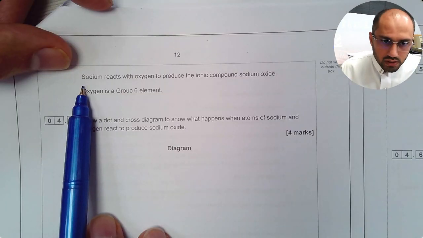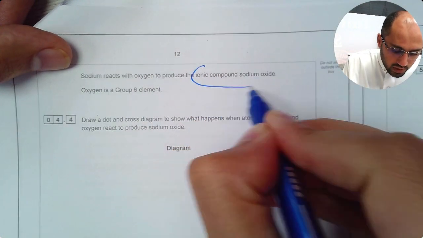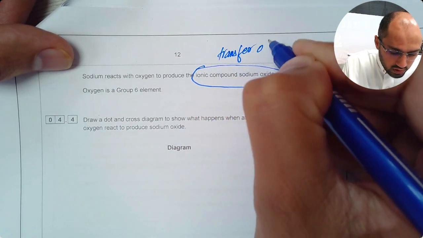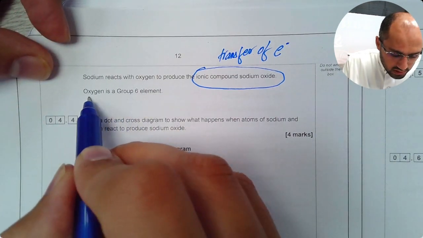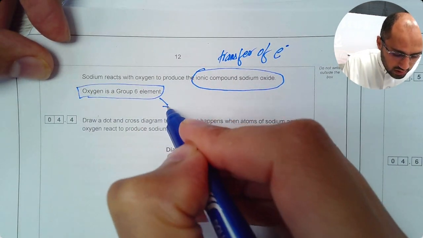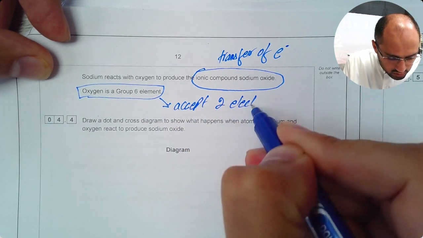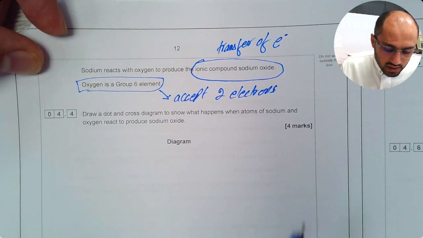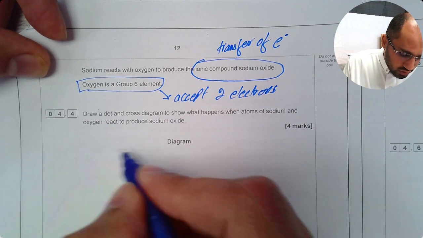Next part of the question says sodium reacts with oxygen to produce the ionic compound sodium oxide. So in this case there will be transfer of electron. Oxygen is a group 6 element. Group 6 element means it will accept 2 electrons. Draw a dot and cross diagram to show what happens when atoms of sodium and oxygen react to produce sodium oxide.